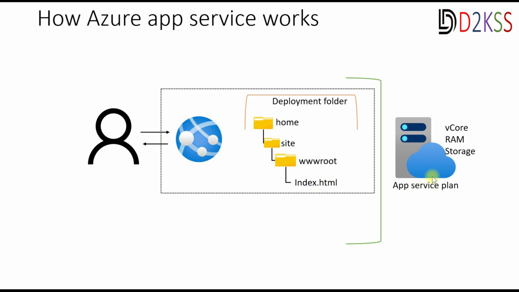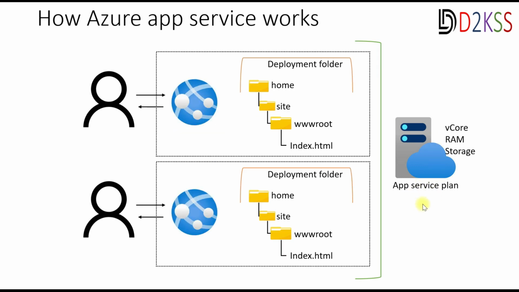The app service plan is to upsize your server. For example, if you want better performance, you want to increase your RAM, you want to increase your storage, it will be managed at the app service plan. Using the same app service plan, you can attach multiple app services. You can use the same app service plan for multiple app service applications.